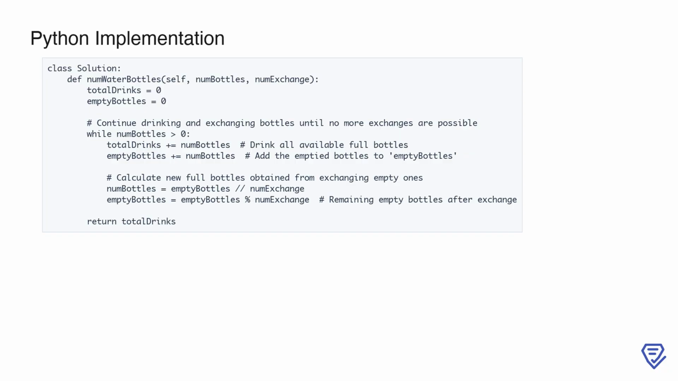This implementation handles edge cases such as when number bottles is initially 0, no drinks can be consumed, or when number exchange is greater than number bottles, no exchanges can be made. The algorithm efficiently simulates the drinking and exchange process, ensuring correctness and clarity.